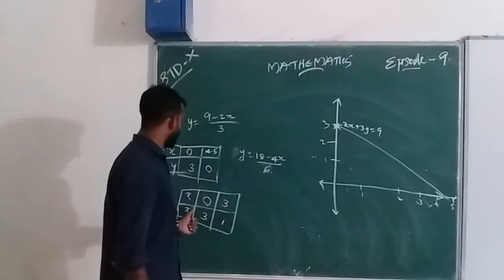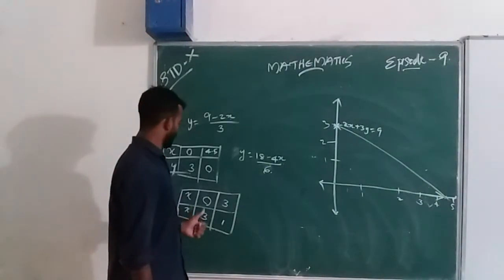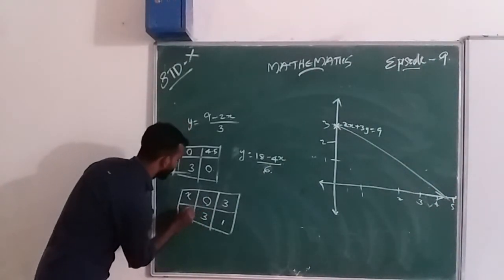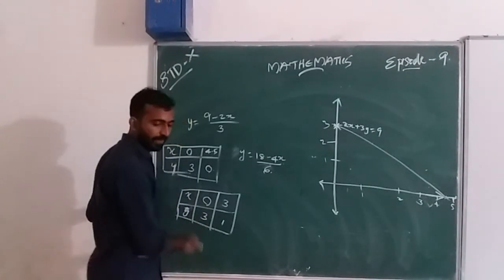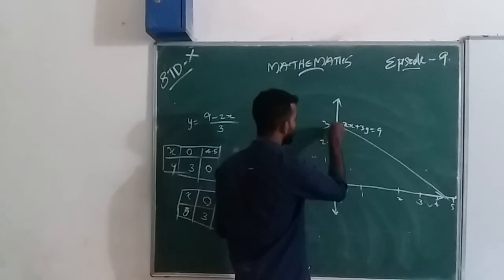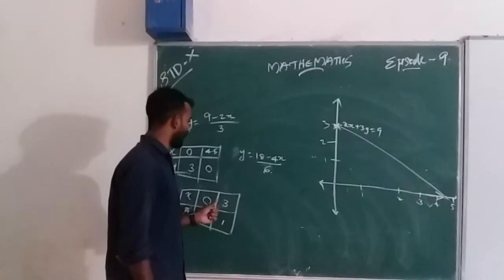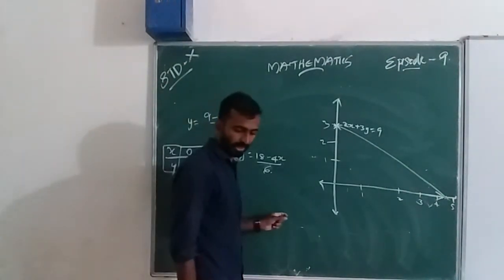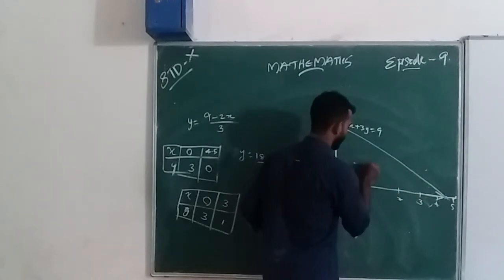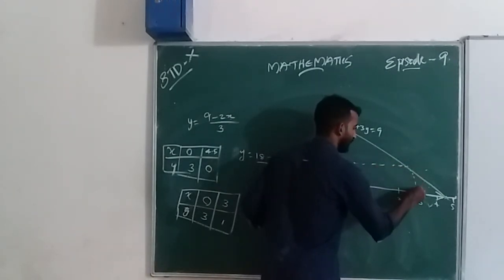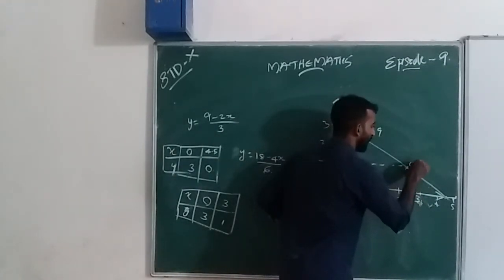And when we take x as 0, then we get y as 3. Then that is the starting point. And when we take x as 3, y is 1. That is also here, the point 3, 1. This point is 3, 1.